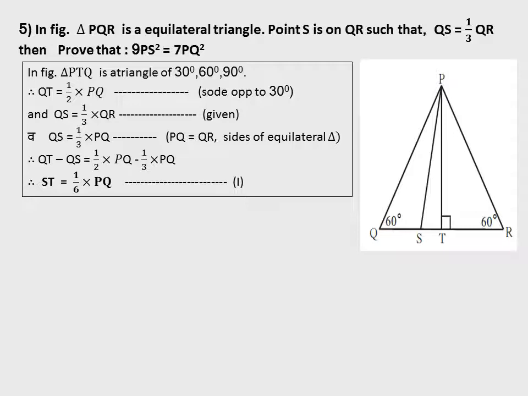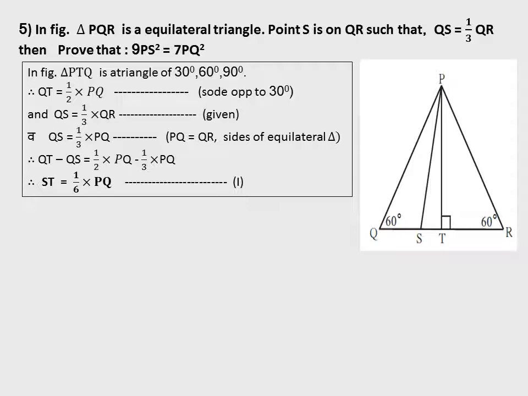And QS is equal to 1 upon 3 into QR, which is given. Therefore, QS is equal to 1 upon 3 into PQ. In place of QR, we write here PQ. Why? Because PQ equal to QR. Because the triangle is equilateral, so sides of equilateral triangle are congruent.